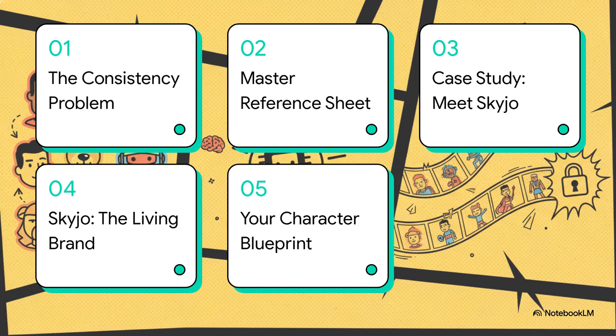So, here's our game plan. First, we're going to tackle that consistency problem head on. Then, I'll introduce you to the magic bullet, the master reference sheet. From there, we'll get practical with a case study featuring a character named Skyjo, see how he becomes a living brand, and then wrap it all up with a blueprint you can use for your own creations.